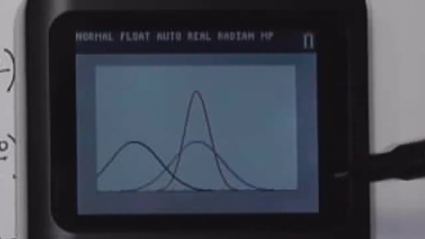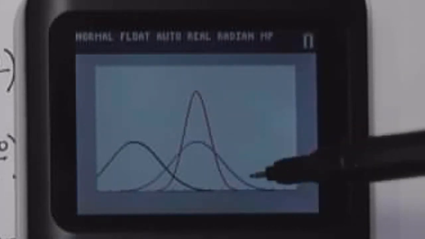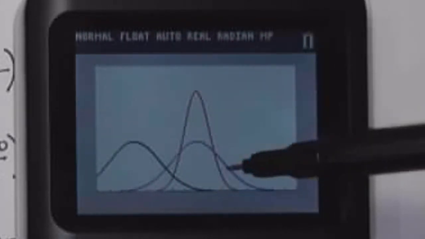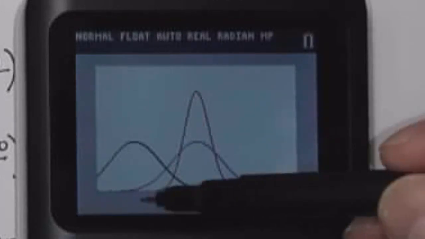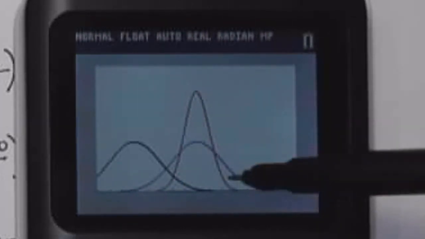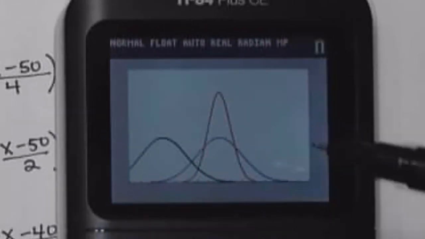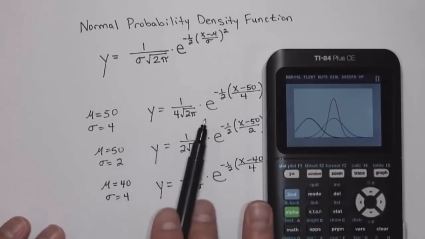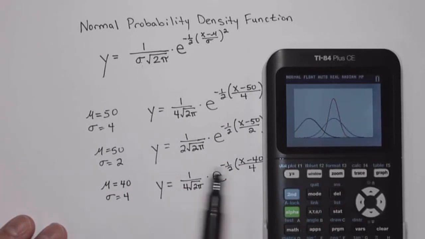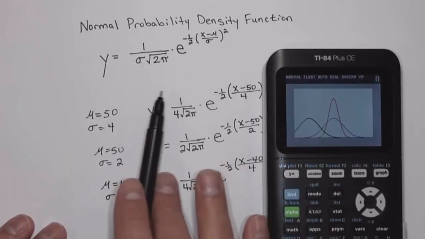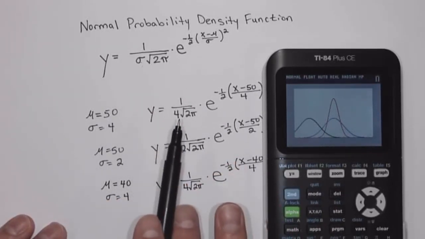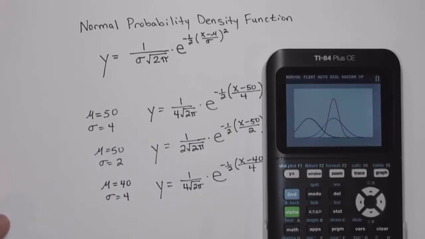I'm not going to do any other graphs, but if I created a graph that had a mean of 40 and a standard deviation of 2, then that graph would have the exact same shape as the red graph. It would just be over here centered at 40. So again, you don't have to really know this probability density function, but you do have to understand how the parameters mu and sigma affect the shape of the probability distribution.